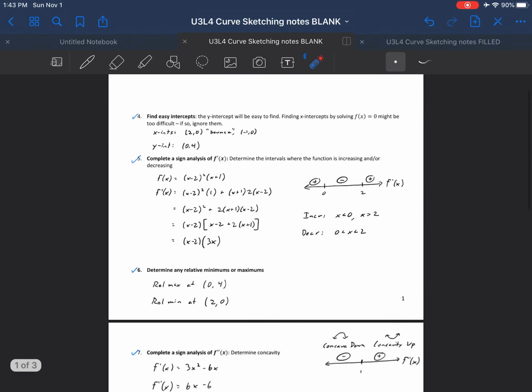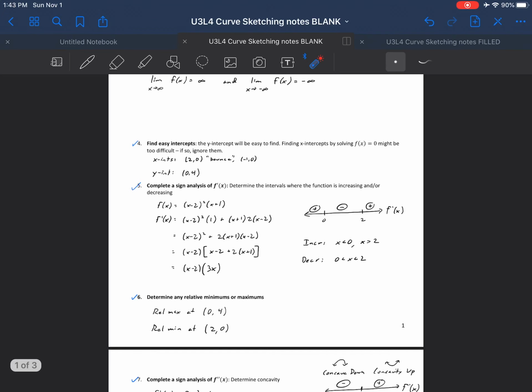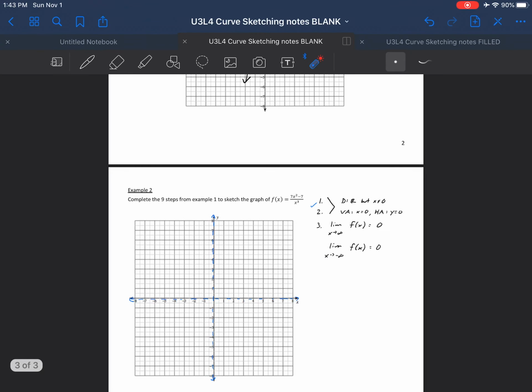I think step 4, if I remember right, is easy points. And then we go to derivatives. There is no y-intercept here because, again, x can't be 0, because of this x cubed here. Can 7x squared minus 7 be equal to 0? Absolutely. If x is 1 or negative 1, 7 times 1 minus 7 is going to be 0. So we do have x-intercepts at plus or minus 1, 0.